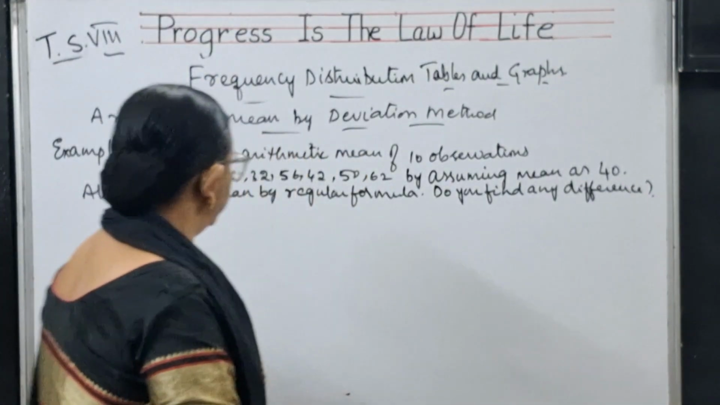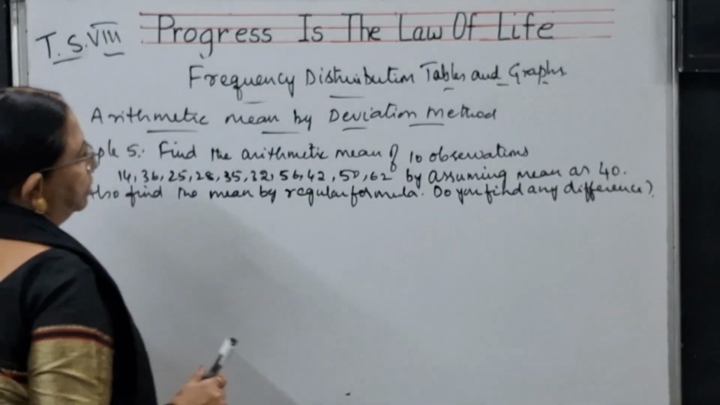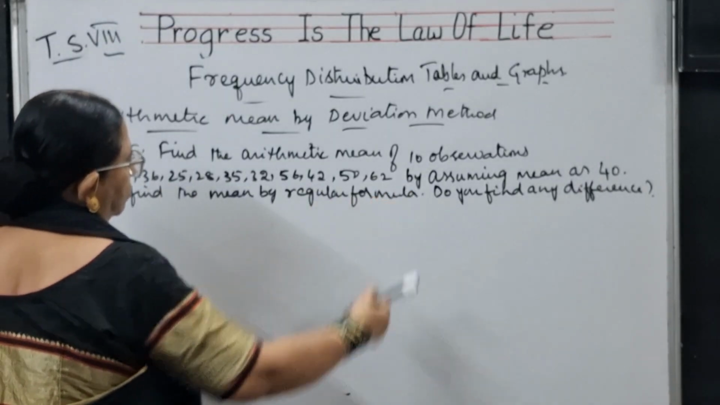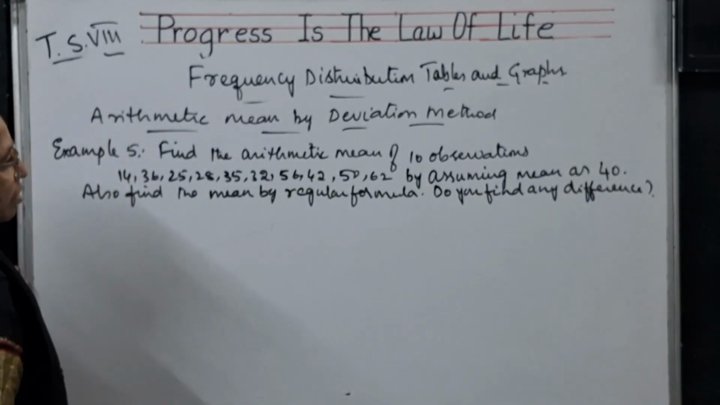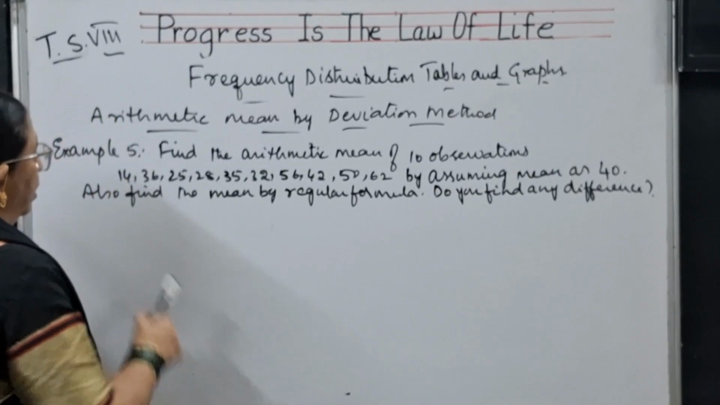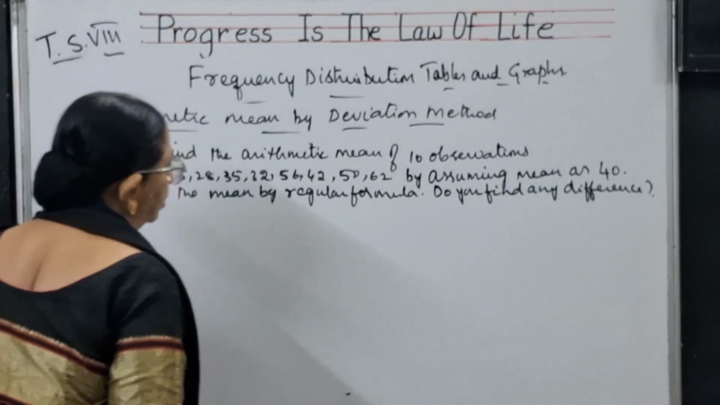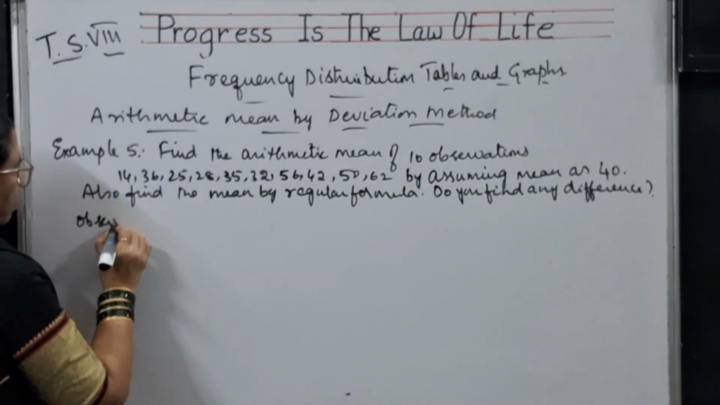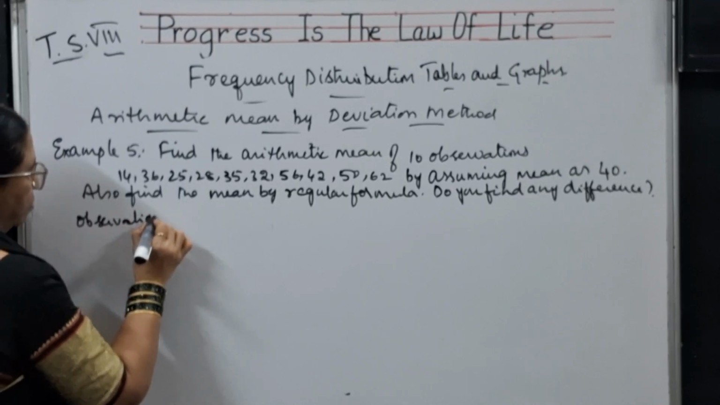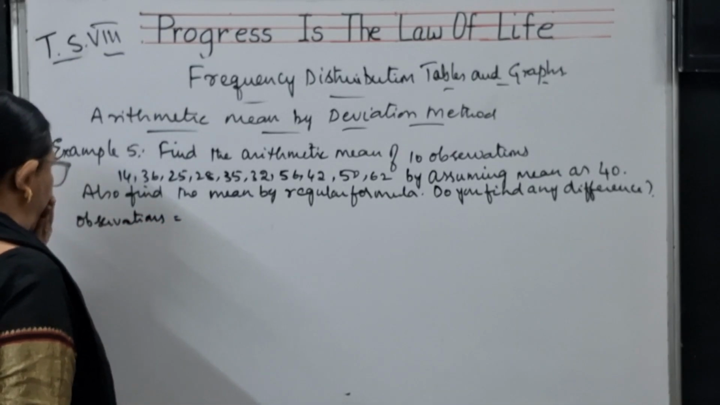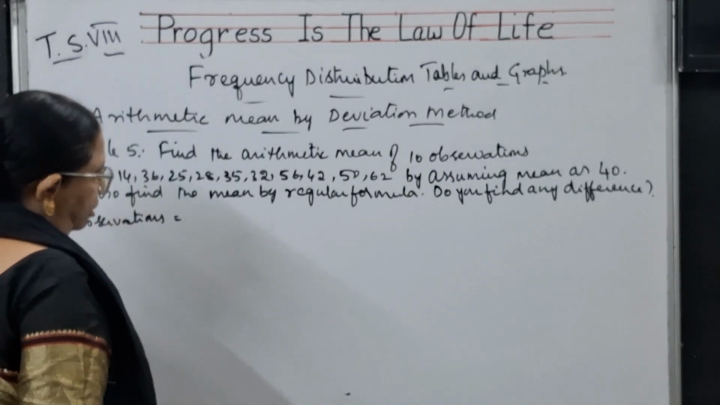Now this sum is: find the arithmetic mean of 10 observations. These are the observations by assuming mean as 40. Assumed mean they have given. Also find the mean by regular formula. So what are the observations given? Let us write them in an order. Sorry, children.